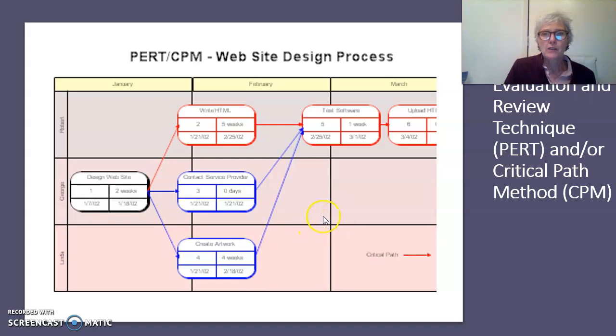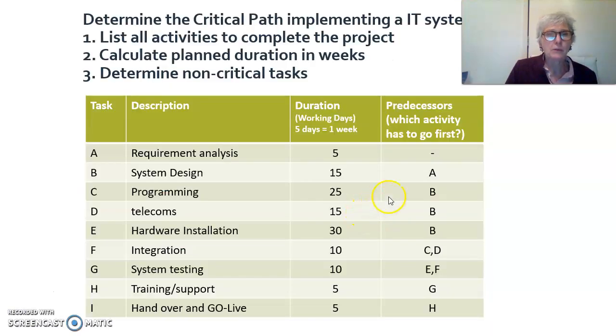The PERT chart is an evaluation of all the steps that need to be performed to finally produce an action. Now, in the PERT chart, we have a look at what we call the critical path. Let's have a look at an example.